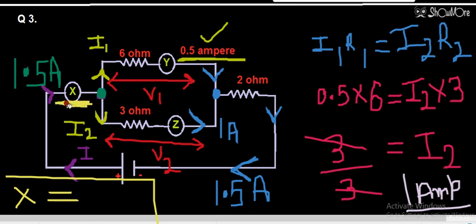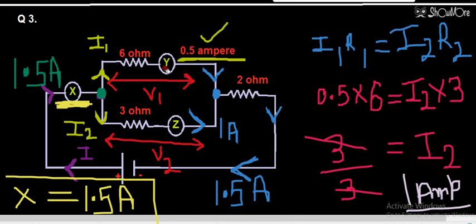You can note down: device X will be an ammeter, and the reading in X will be equal to 1.5 ampere. So the reading in X will be equal to 1.5 ampere. You can note down this step.